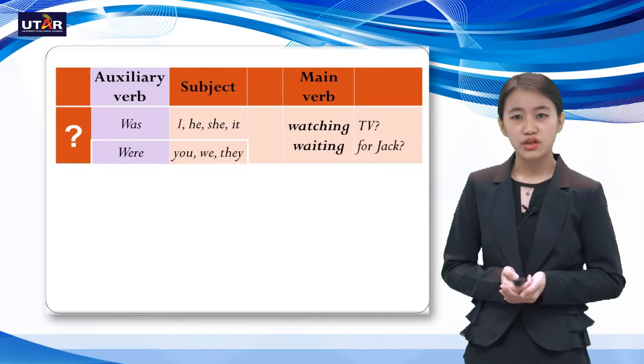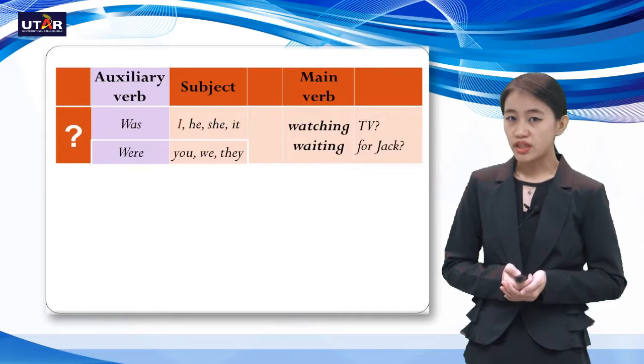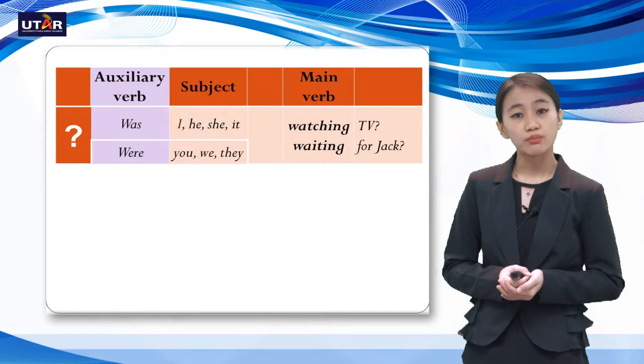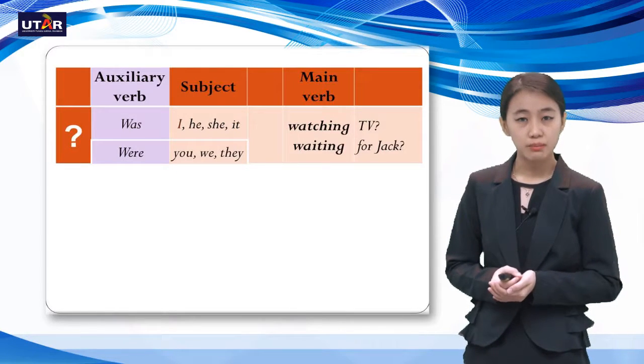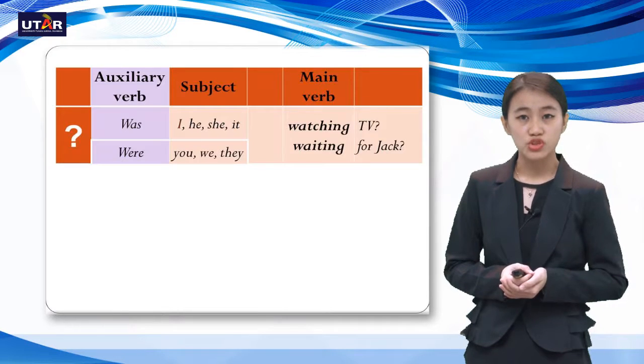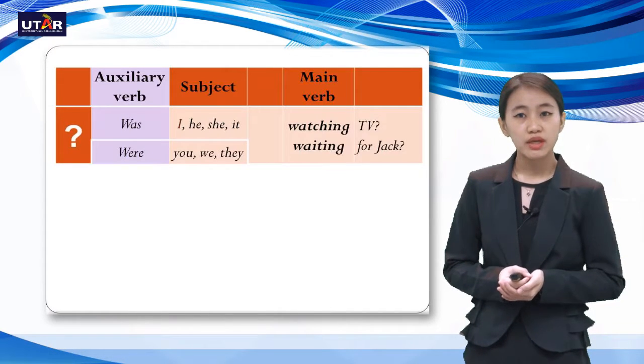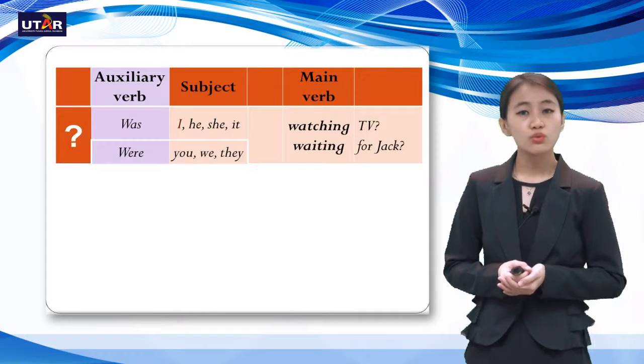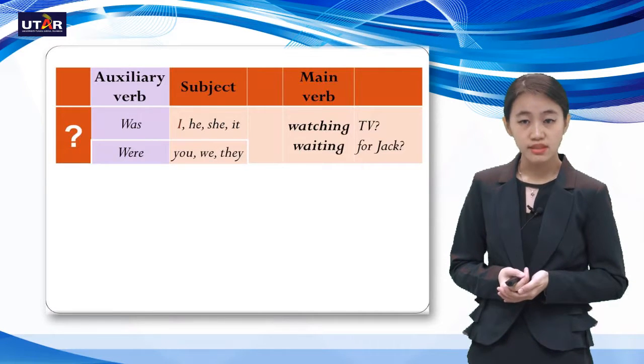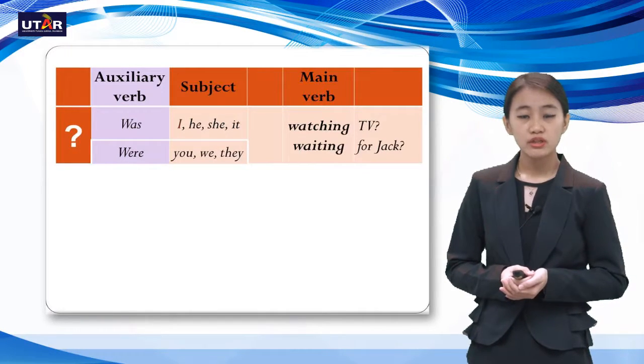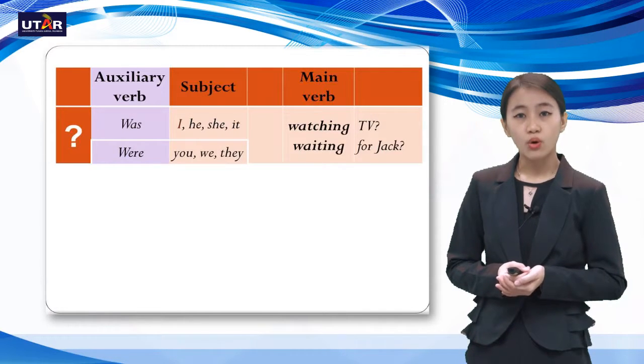Now, when you want to construct a question, note that it is slightly different. Initially, for affirmative and for negative, you start with the subject, followed by auxiliary verb, and then the main verb. But when it comes to question, you start with the auxiliary verb. So in this case, the be verb was or were, then followed by your subject. So if you use was, it will be followed by I, he, she, or it, whereas for plural, were, followed by you, we, or they.